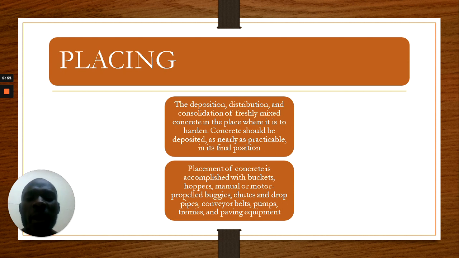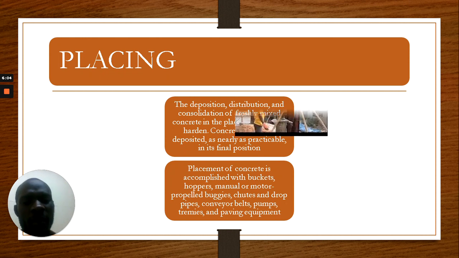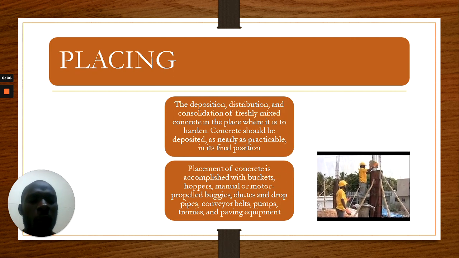So in order to put concrete where it is going to set or to harden, we use buckets, hoppers, pumps and many others. So here we have a picture where we have a man who is placing concrete by use of a bucket, because it is the simplest and cheapest method of placing concrete as compared to other methods.